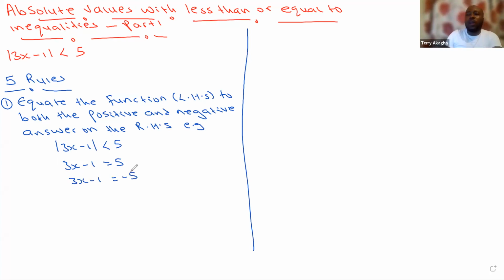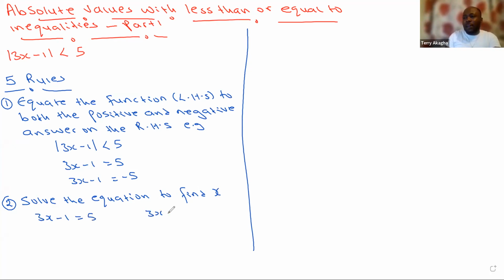Step 1 done. Now, the second part is that you have to solve the equation to find x. So now we have 2 equations here. We have 3x - 1 = 5, and 3x - 1 = -5. I'm going to solve both of them side by side.